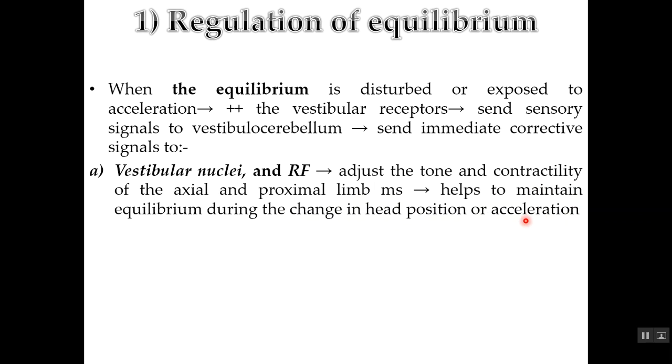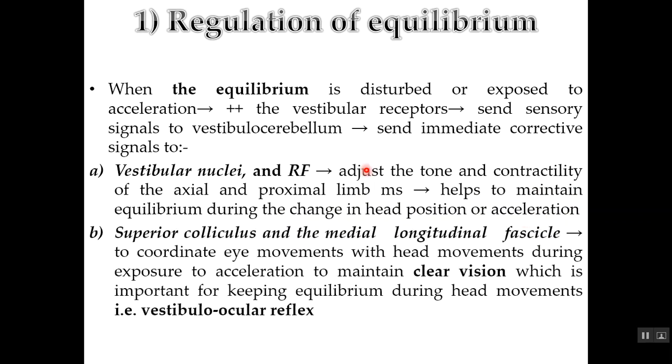To acceleration. That's number one. The second motor side is the superior colliculus and the medial longitudinal fascicle, or bundle. This fascicle connects the motor nuclei of the three cranial nerves which supply the extraocular muscles, including the third, the fourth, and the sixth cranial nerves. This will coordinate the eye movement with the head movement during exposure to acceleration to maintain what? To maintain a clear vision.